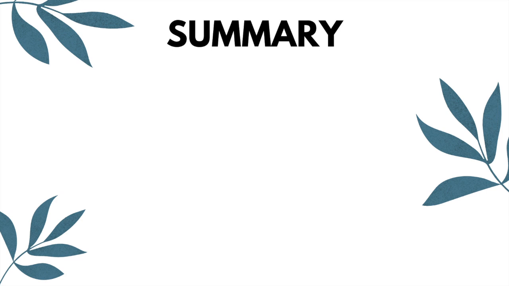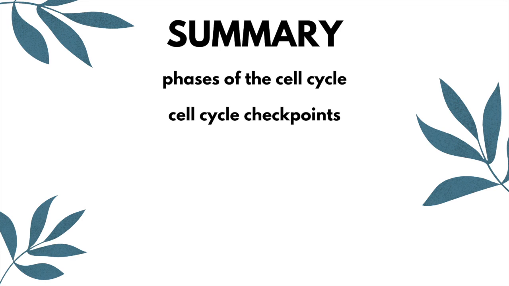Here's a quick summary before we end. So in this video, we've talked about the phases of the cell cycle, which include the G1 phase, the S phase, the G2 phase, and the M phase, and how a cell spends most of its time in interphase. Next, we talked about cell cycle checkpoints, which include the G1 checkpoint, the G2 checkpoint, as well as the spindle checkpoint.